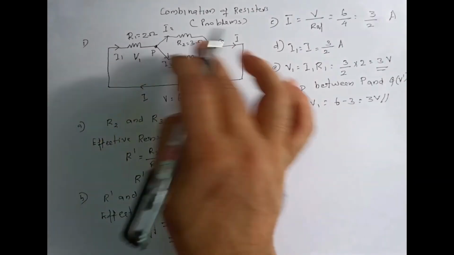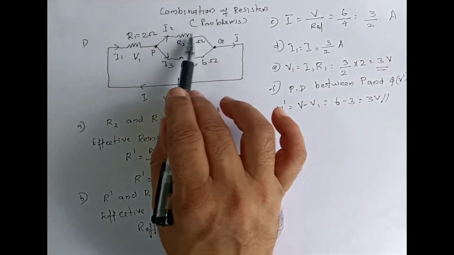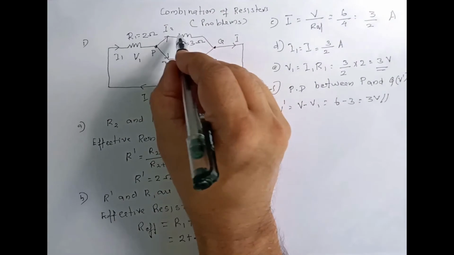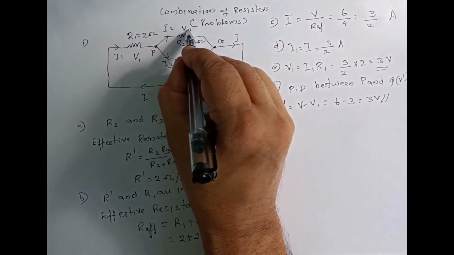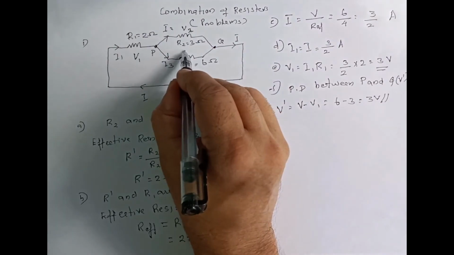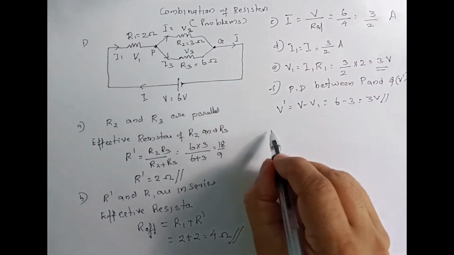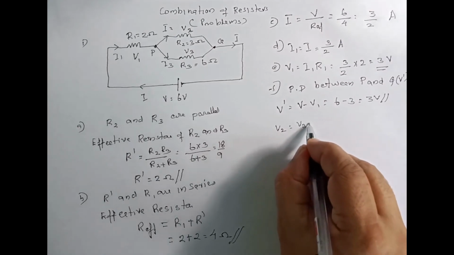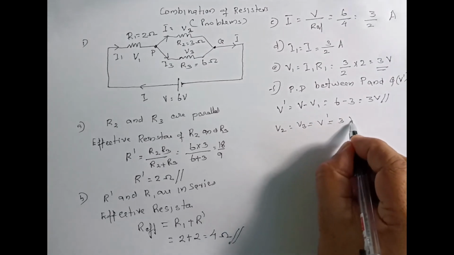So the potential difference across P and Q will be the same as the potential difference across R3 and R2. For example, if I write this potential difference V2, can you see this? This is V2 and this potential difference as V3. We can write V2 is equal to V3 is equal to V dash, that is equal to 3 volt.